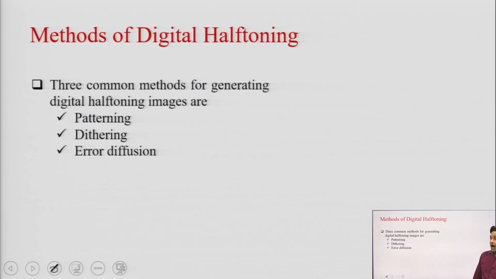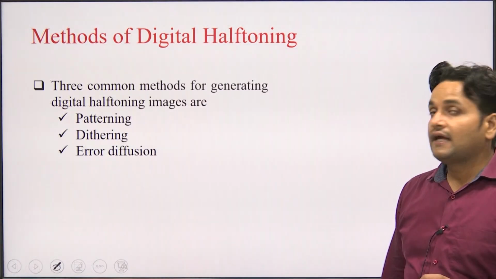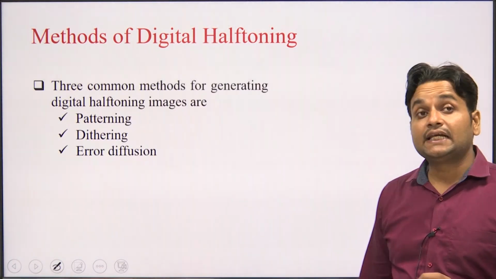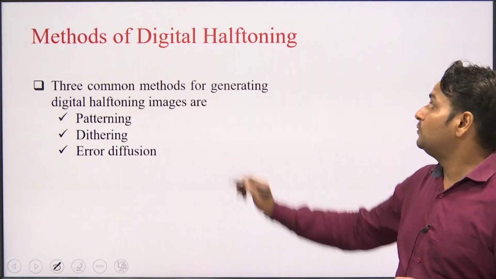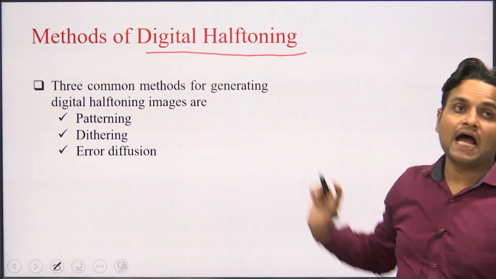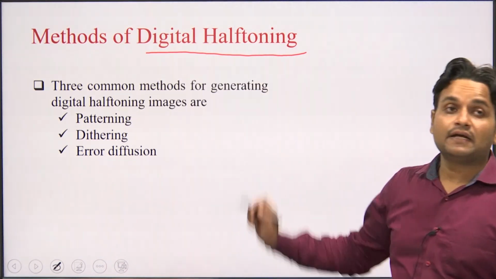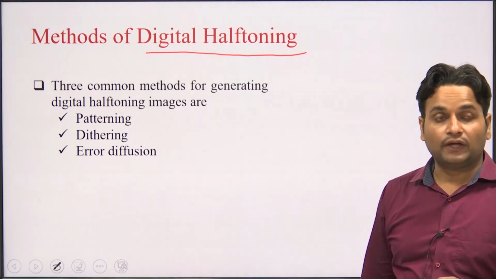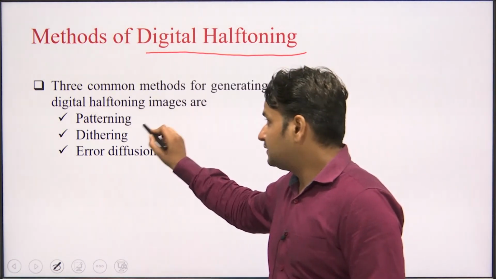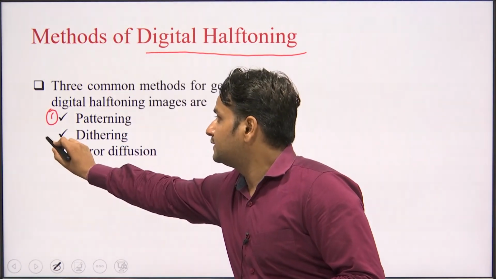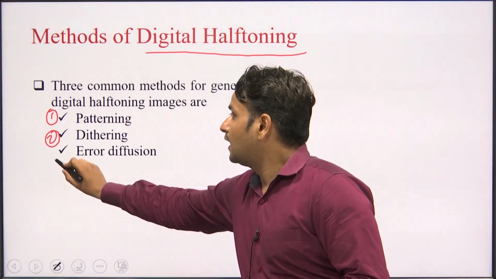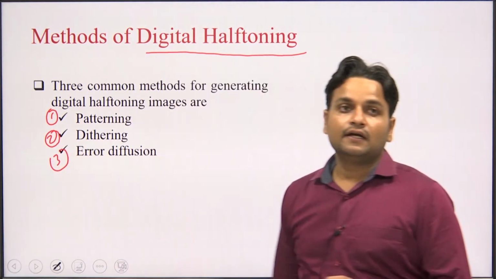Now, how many methods can we observe related to digital halftoning? Because we are talking about digital image processing, we have to focus on digital halftoning. We are not going towards analog halftoning. We have three methods: the first method is patterning, the second is dithering, and the third is error diffusion.